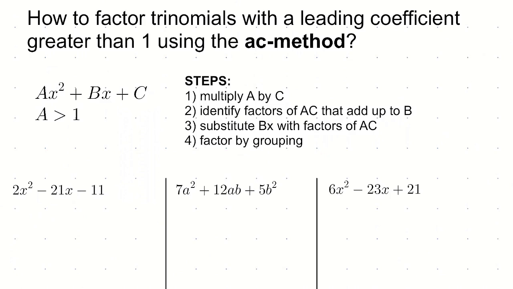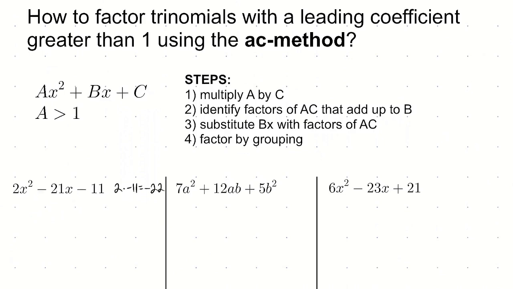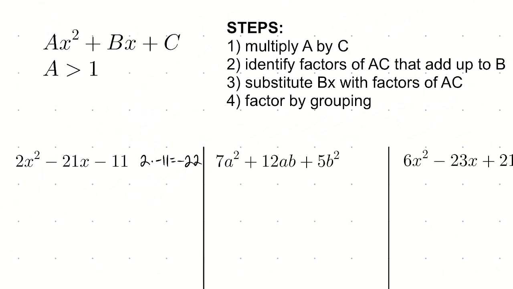So step 1 is multiply a times c. So I'm going to take the 2 and then I'm going to multiply by negative 11 and I get negative 22. Okay, so then we're going to identify the factors of AC that add up to b. So let's write down negative 22. And so what are some factors of negative 22? Well, since it's a negative, we're going to need a positive and a negative number. The negative number is going to have to be the largest because b is a large negative number. So we're going to start with a positive 1 and a negative 22.